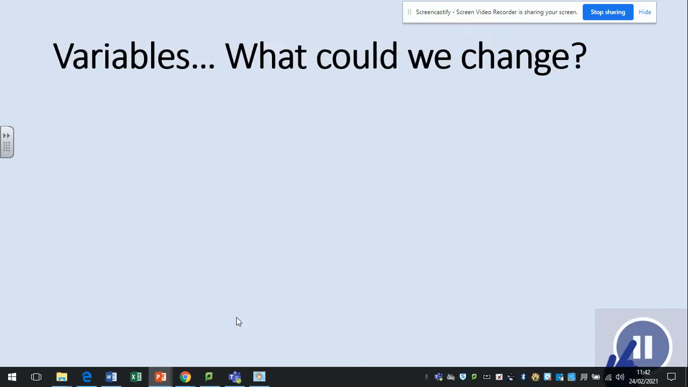So variables, these are things that we could change. So pause now and think, okay, I'm going to do a biscuit dunking experiment. What parts of my experiment could I change? So for example, the type of biscuit. Pause now and have a think about the things that you could change.